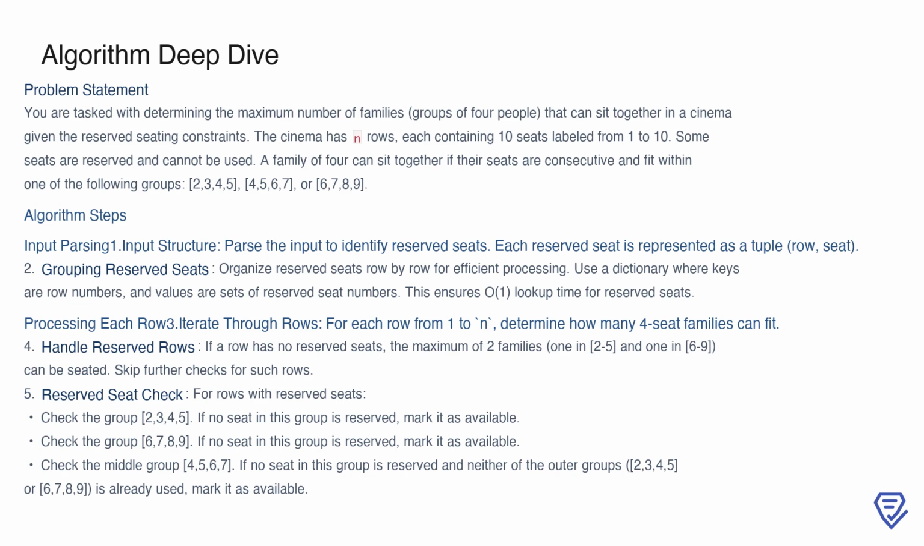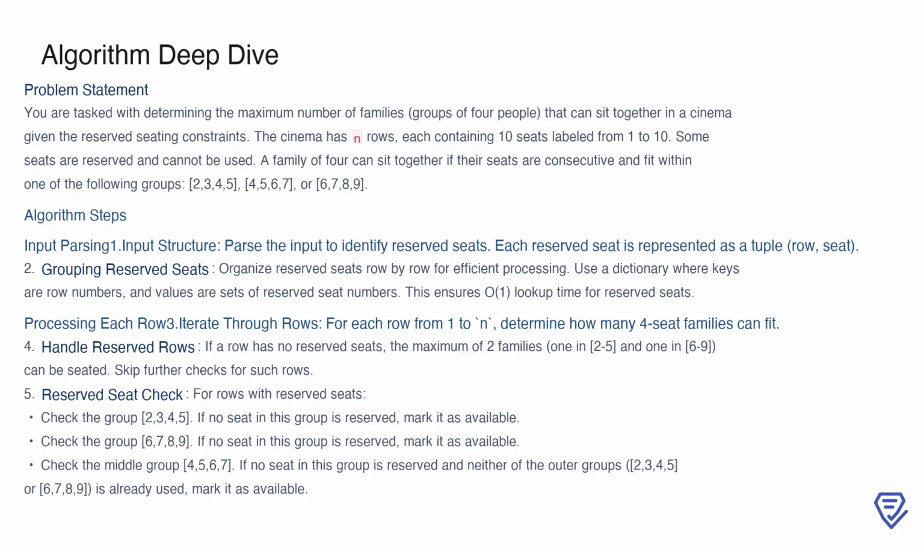In this problem, we are tasked with determining the maximum number of families that can sit together in a cinema, given certain reserved seating constraints. Each row in the cinema consists of 10 seats, and families of 4 can sit together if their seats are consecutive within predefined groups: 2, 3, 4, 5; 4, 5, 6, 7; or 6, 7, 8, 9. However, some seats in the cinema are reserved, which makes it impossible to use those seats.